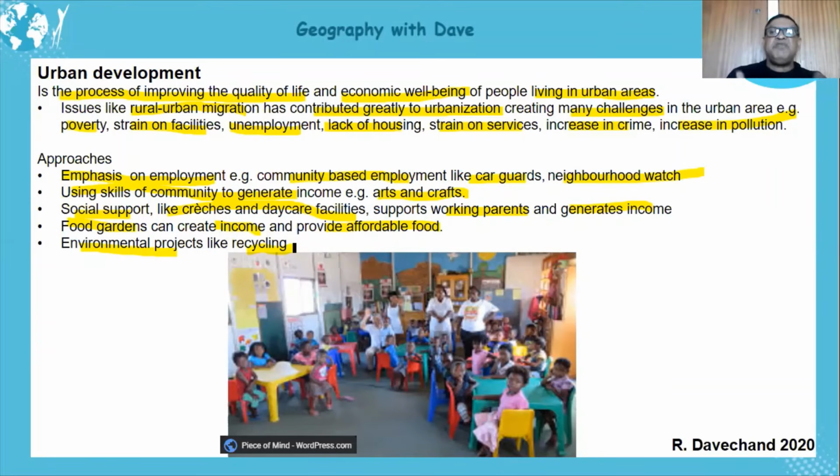So urban development is about reducing poverty also, and about providing employment, etc., so that we upgrade people's lives. We put less strain on the facilities, and they become more affordable. Look at this daycare center here. These young people look very happy, eh? All right. So that's an idea that can happen.